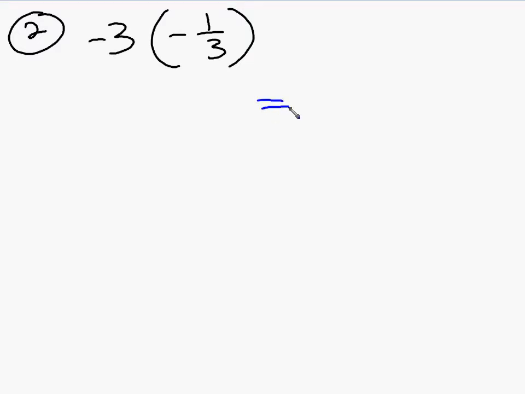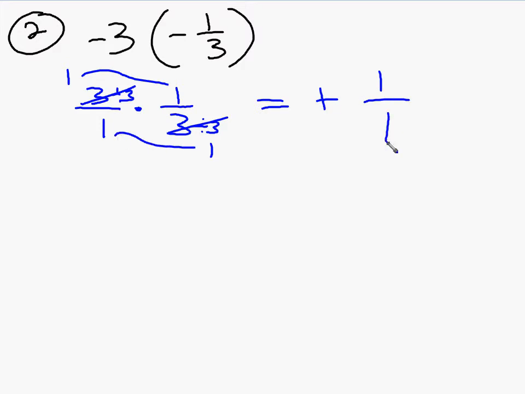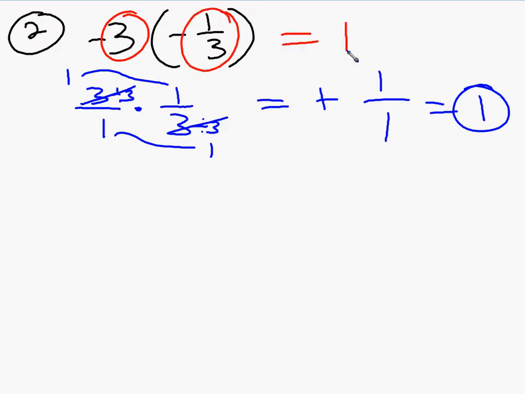First off, what's my answer going to be, positive or negative? It's going to be positive, so I'm going to go ahead and put a plus there. And now I have 3 over 1 times 1/3. So we talked about this yesterday. Look what happens with the 3's. I divide both of these by 3, and I multiply across. 1 times 1 is 1. 1 times 1 is 1. My answer is 1. If you see that situation up there where you have 3 times 1/3, it's always going to be 1. Then you just have to take care of your sign. All right?